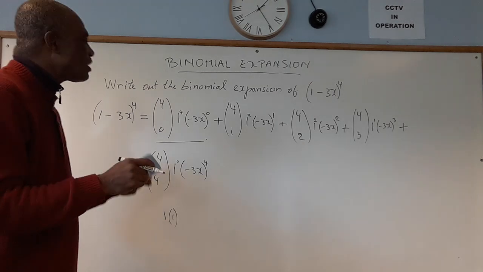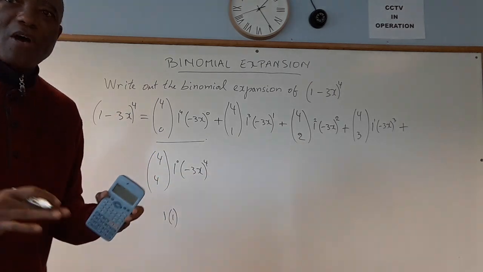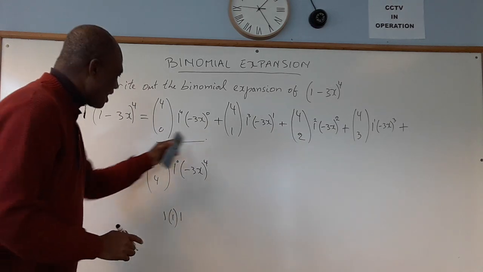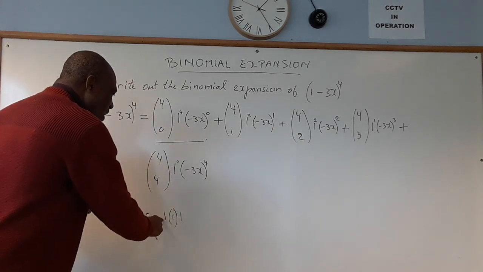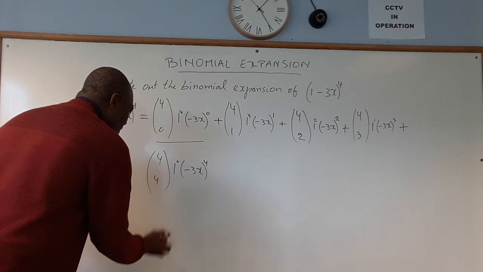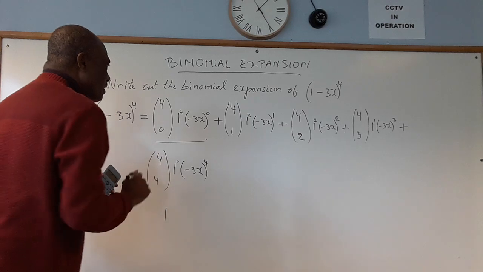55.6 to the power of 0 is 1. So anything to the power of 0 is 1. So now for the first term, we are just going to get 1 multiplied by 1 multiplied by 1. This will give 1. So 1 for the first term.